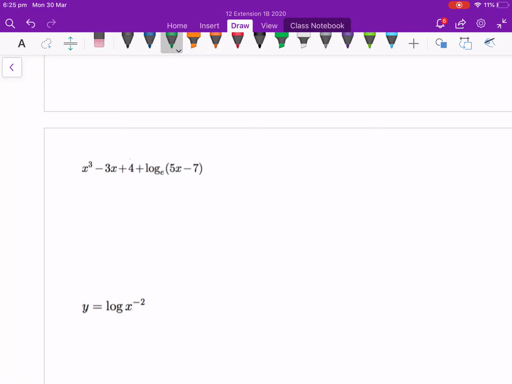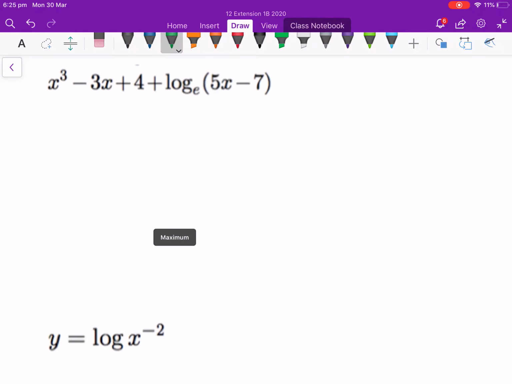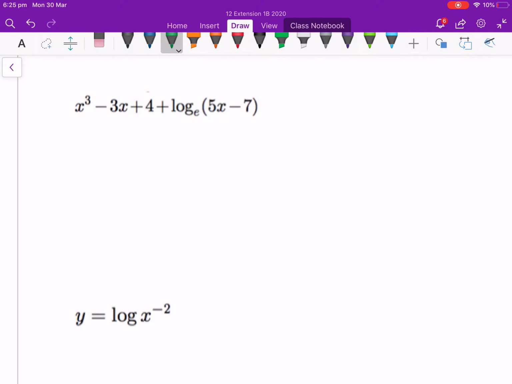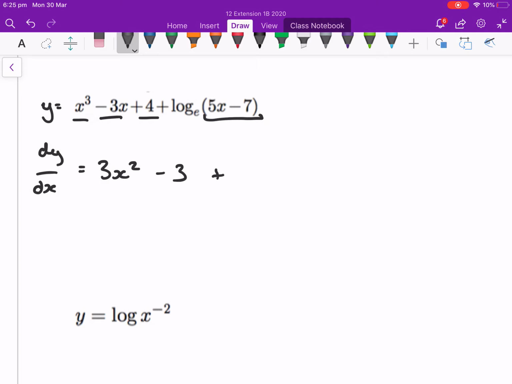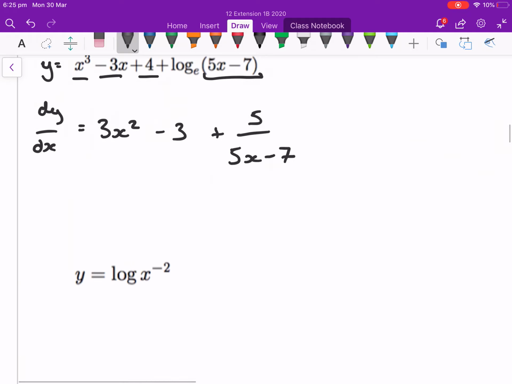Looking at our next example, what we've got here is a succession of terms. So let's let y equal that. When we're differentiating this expression, we differentiate the first term, so we get 3x squared. The next term, we differentiate to minus 3. The next term is a constant, so that's removed. And then we differentiate the log. Well, the differential of the f of x part is 5 over 5x minus 7. Done. So we just differentiate each of those terms individually.